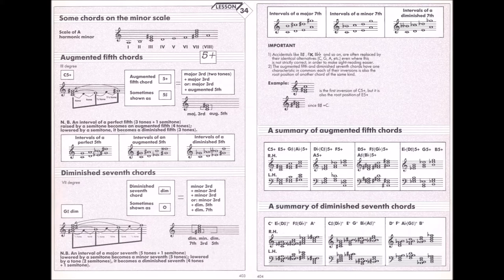As you can see on page 403, an augmented fifth chord is made up of two major thirds, one on top of the other. Another way of looking at it is to say that an augmented fifth chord is a basic three-note major chord with the fifth raised by a semitone. For instance, C, E, G is the chord of C major, so C, E, G sharp is the C augmented fifth chord. It sounds like this.